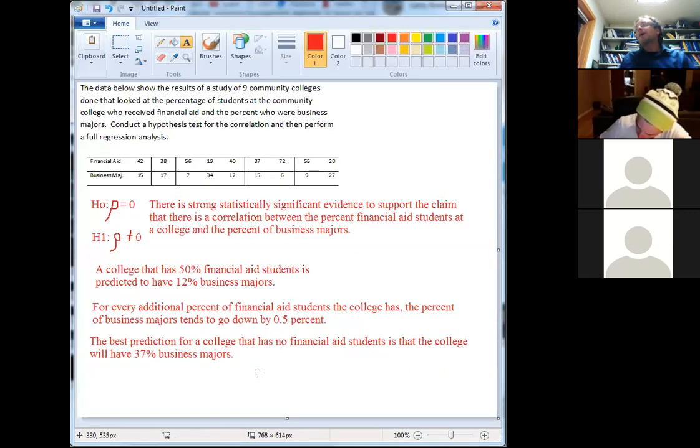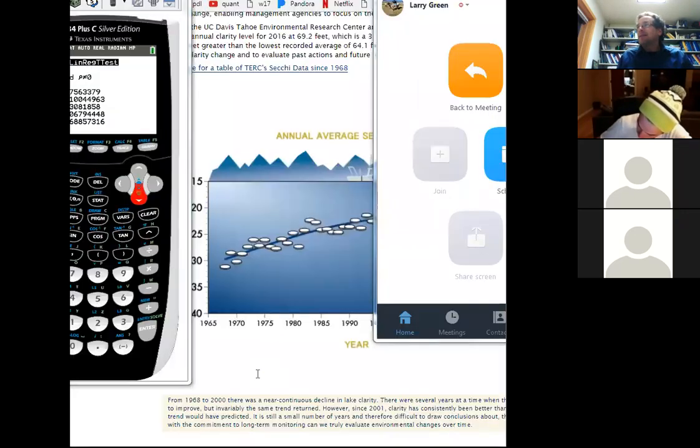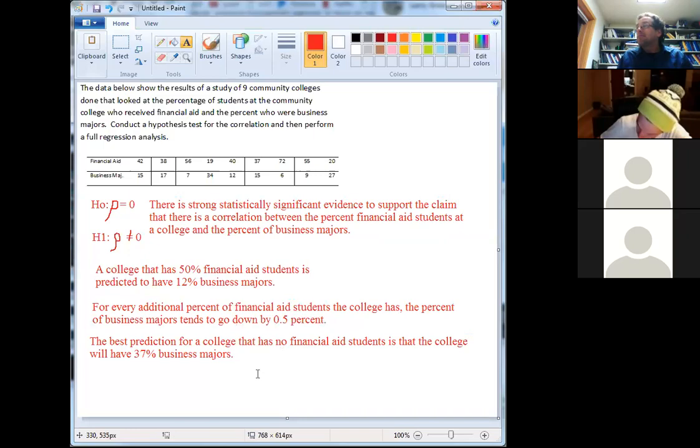So there are some colleges that don't have financial aid students, not a lot of them. Usually they're for-profit colleges that aren't accredited. Then you wouldn't get financial aid. There aren't very many of them, no. Kind of a rare thing. Any questions at all on this example?